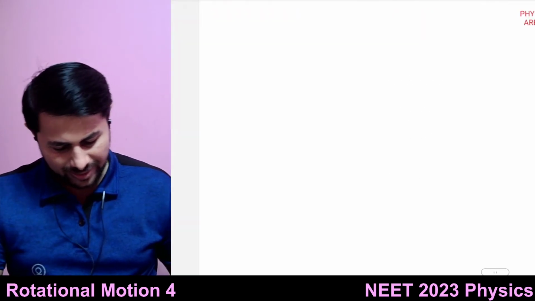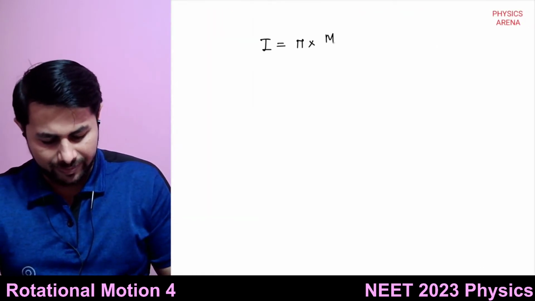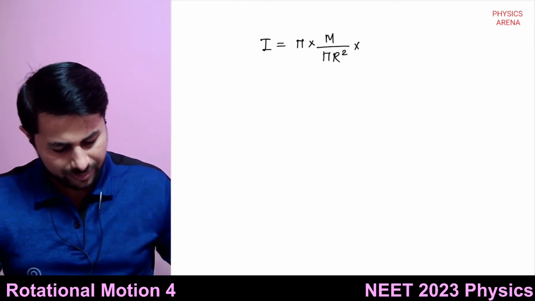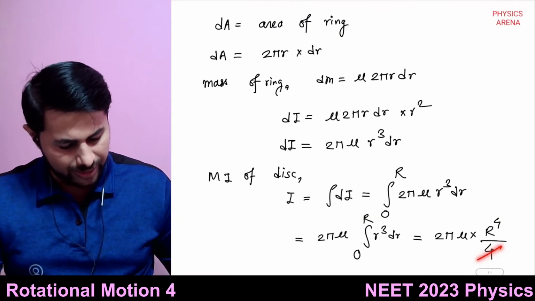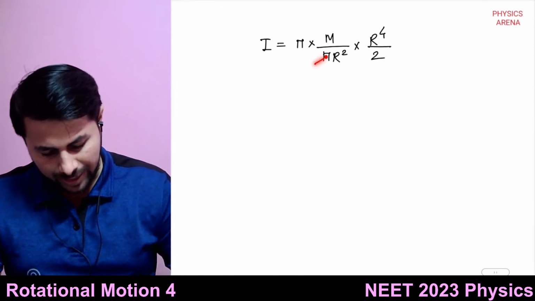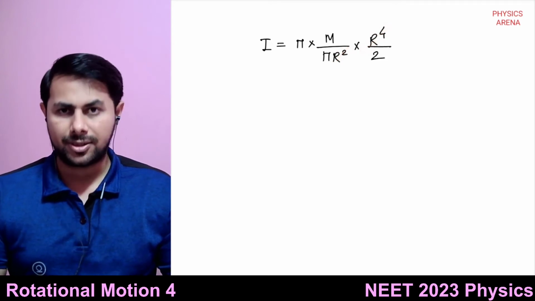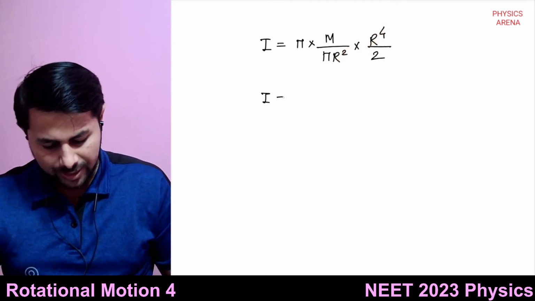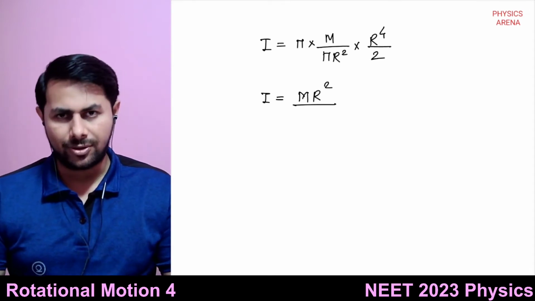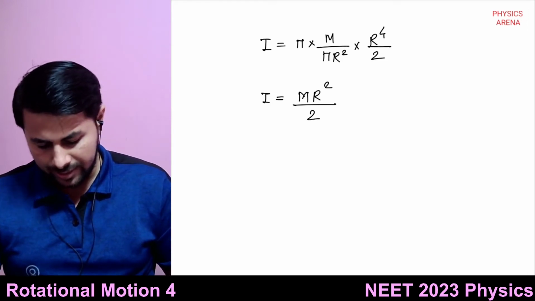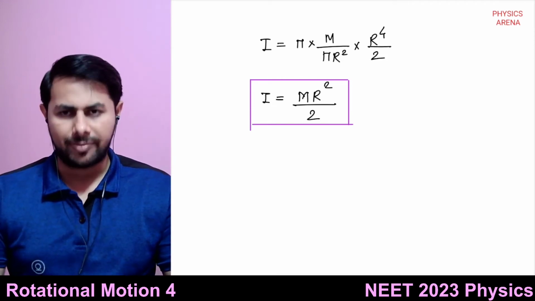So let's substitute that. We get I equals pi multiplied by M divided by pi R square, multiplied by R raised to 4 divided by 2, because we divided this 4 by this 2. This pi and pi get cancelled out. R raised to 4 divided by R raised to 2 gives us R raised to 2. So the moment of inertia of a very thin disk, about an axis which passes through its center of mass and is perpendicular to its plane, is MR square divided by 2. This formula also we have to memorize.